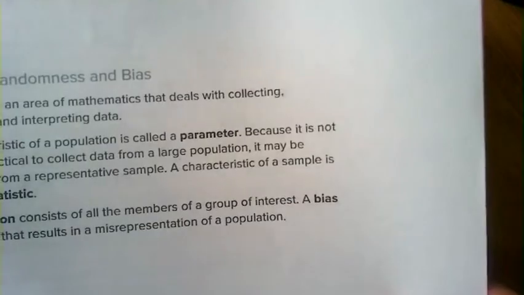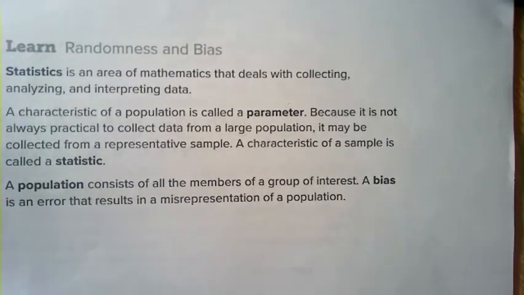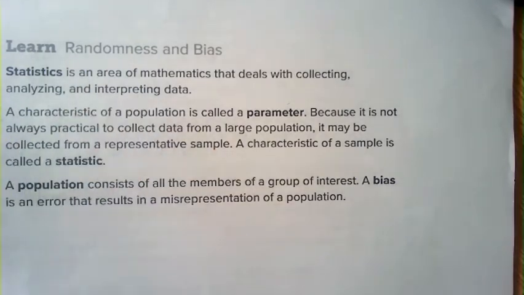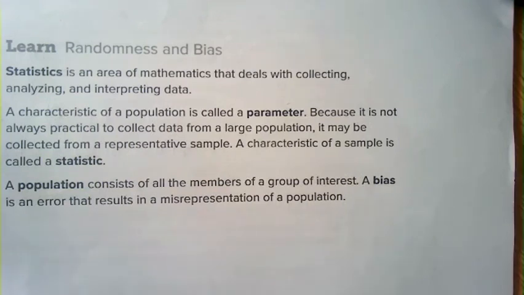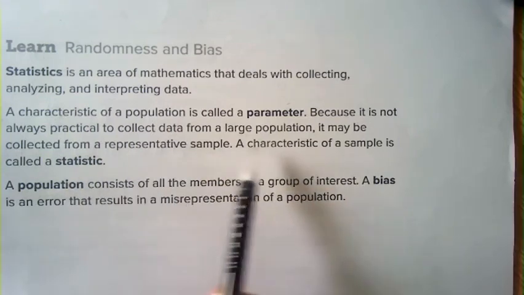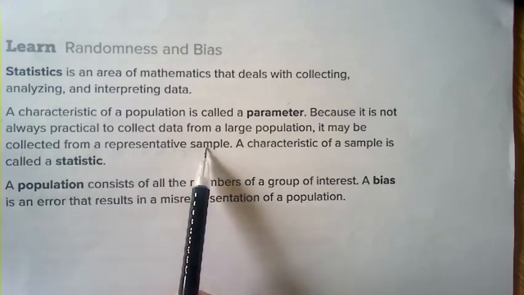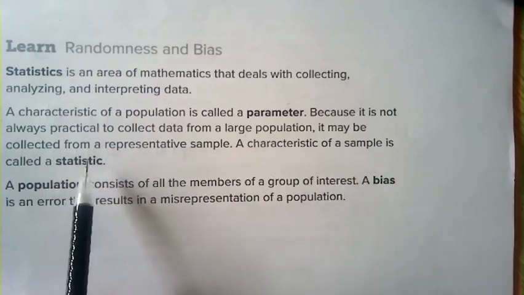Okay, so this lesson is all about making sure it's random, and then we also want to identify if there's any kind of bias. So just making sure you understand, statistics is all about collecting, analyzing, and interpreting different data. A characteristic of a population is called a parameter. Because it's not always practical to collect data from a large population, it may be selected from a representative sample. So a characteristic of a sample is a statistic.